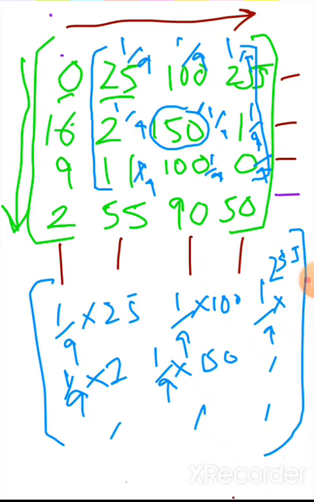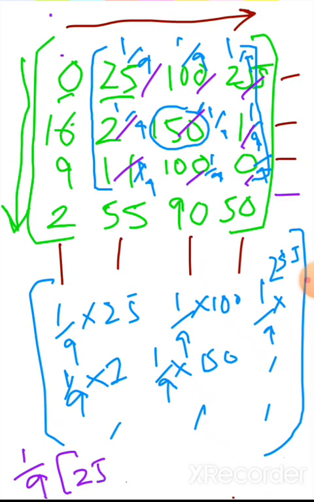For all the pixels which lie below this kernel, each value will be multiplied by 1 by 9. So we can take 1 by 9 common and then add all the values in the matrix: 25 plus 100 plus 255 and so on. So by adding all the values below the kernel and multiplying by 1 by 9, we shall get a value.